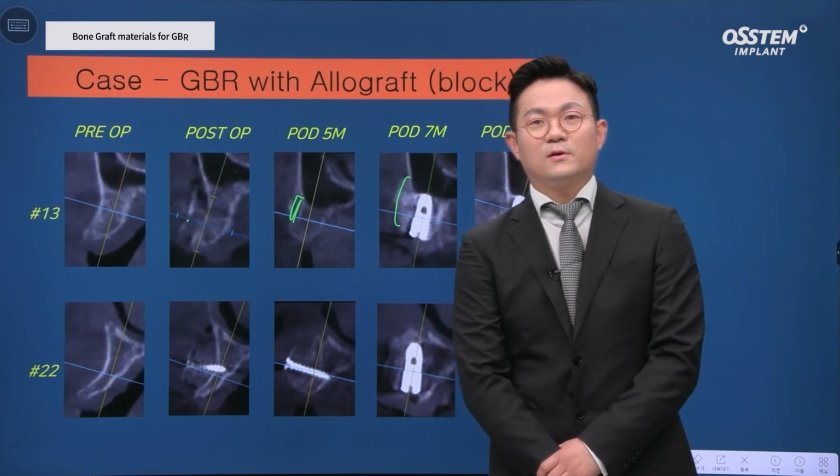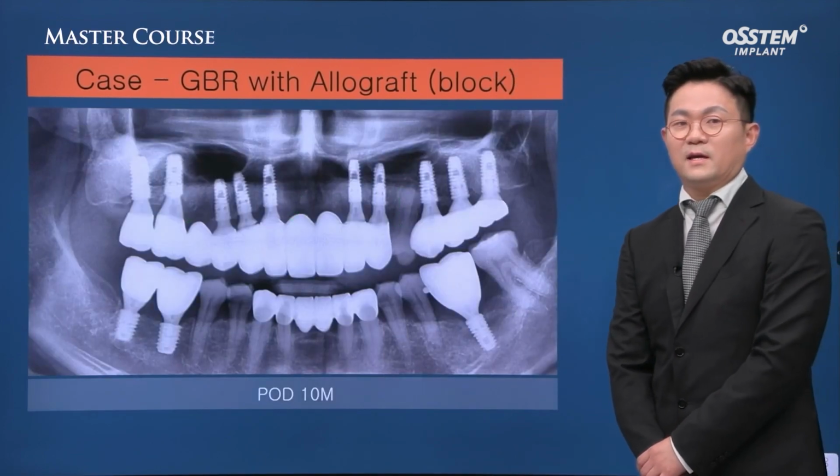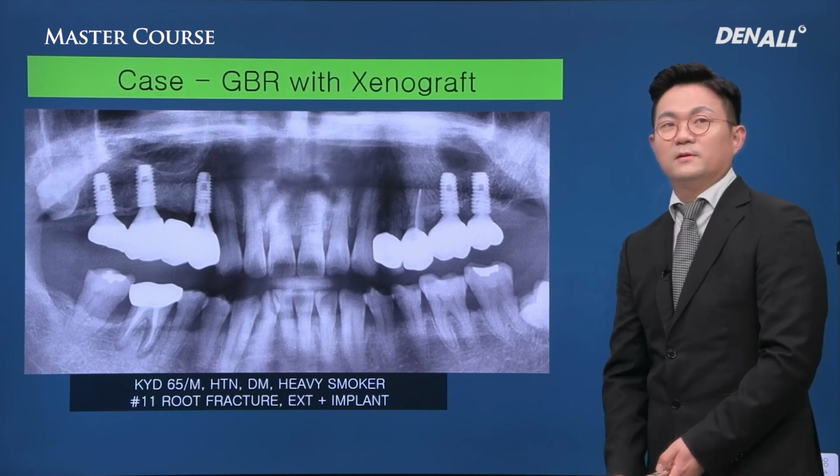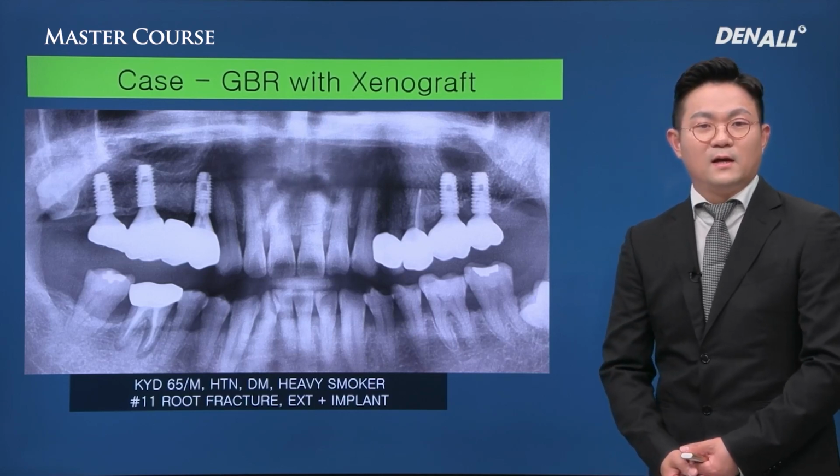Allograft should be avoided for the anterior region. That's my conclusion. So this is how it was finished. Let's look at GBR with a xenograft.